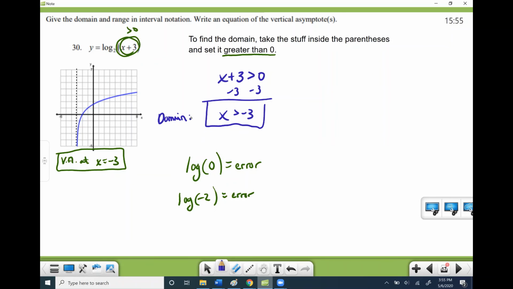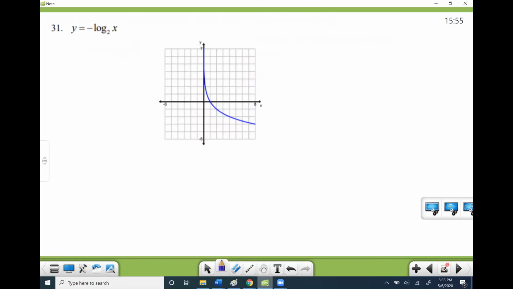Now let's go in here and get our range. So the range, well, it goes down forever and it goes up, up forever. It's just slowly going to go up, right? So that means it's going to be from -infinity to infinity. Okay, let's try one more of those to really seal the deal. So we're going to go ahead to get the domain. We're going to set the stuff inside greater than 0, right? So that means that x has to be greater than 0. And if you look at your picture, you can indeed see that right here at 0 is a vertical asymptote, and all of the graph is on the greater side. So x equals 0 is going to be our vertical asymptote.